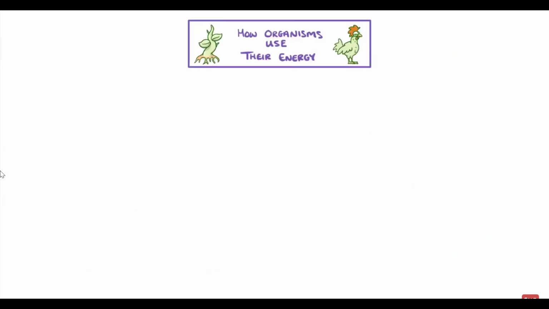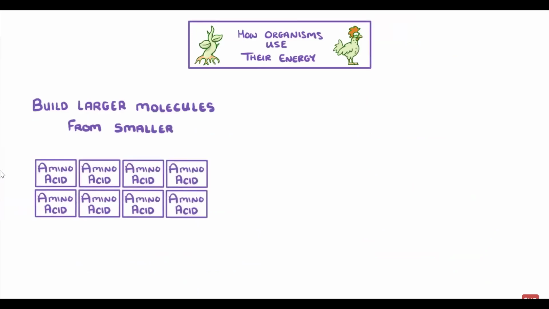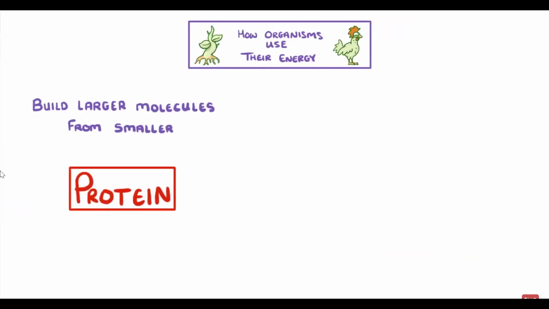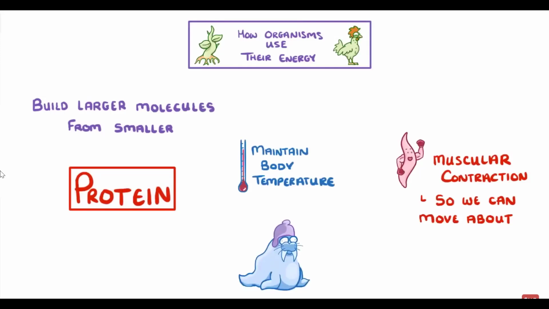Before we explore how respiration works, let's take a look at 3 examples of how organisms use their energy. One is to build up larger molecules from lots of smaller ones. For example, combining amino acids to form proteins. Another is for muscular contraction, so that we can move about. And the third is maintaining our body temperature, so that we stay nice and warm, even in colder environments.